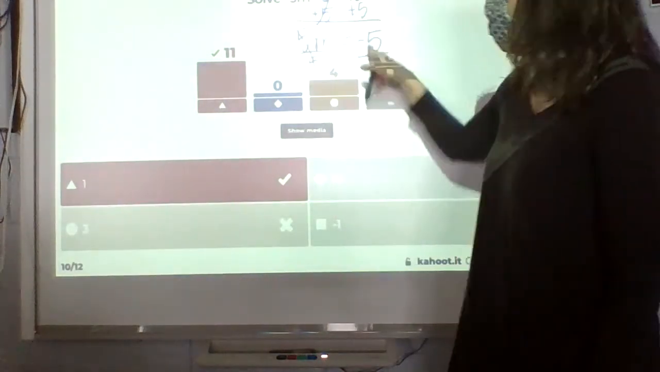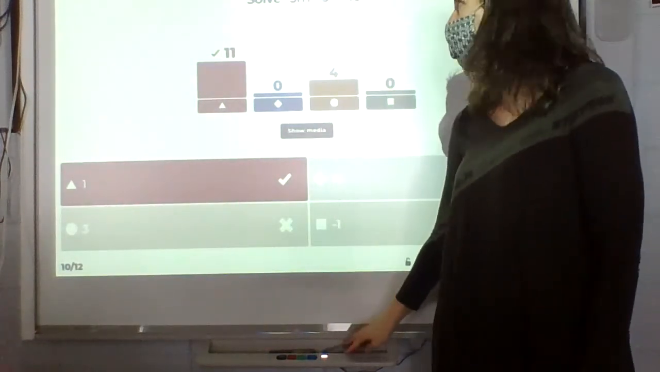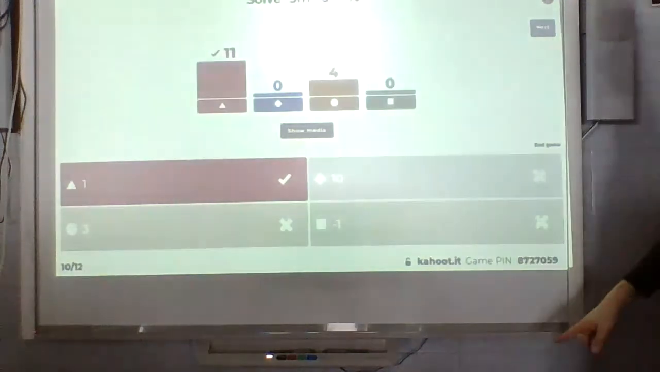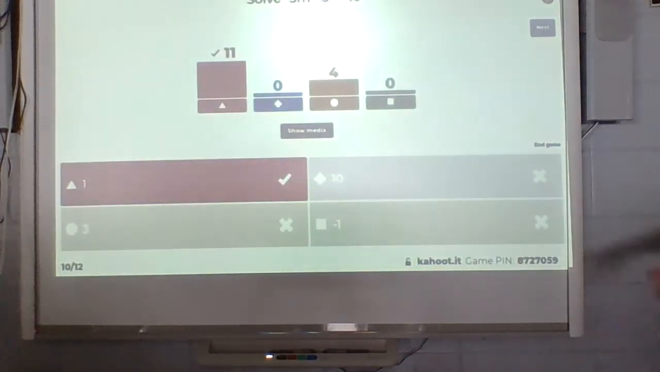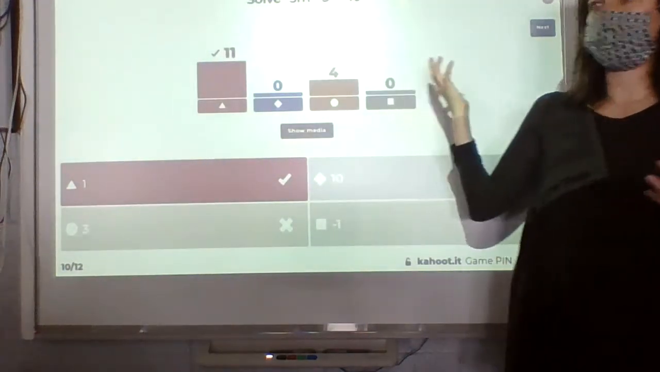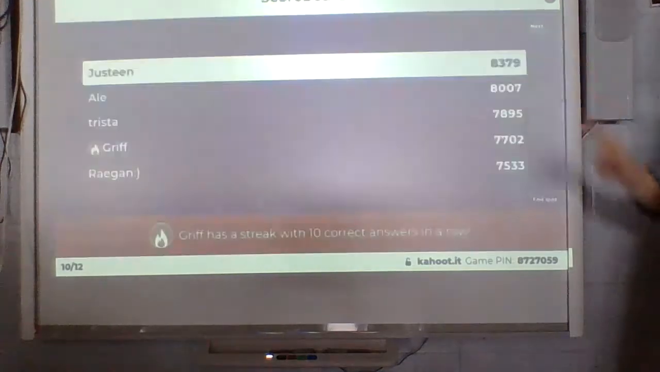I just saw two 5s and a 10 and they're all negative. That's all I saw. I didn't even care what the variable was, because negative 5 minus 5 is negative 10, so we don't really want to change it at all.